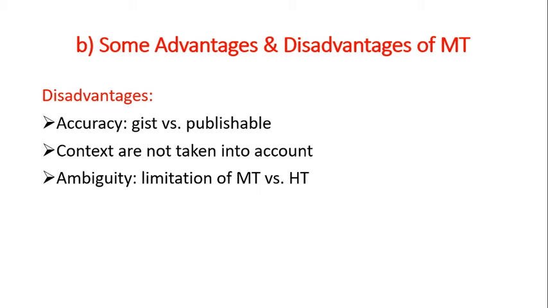Ambiguity is the biggest issue in machine translation, because machine translation is limited as far as ambiguity is concerned. Humans know that one word has more than one meaning, and some words have more than 10 meanings sometimes. The machine cannot recognize the different meanings, whereas human translators have this ability.